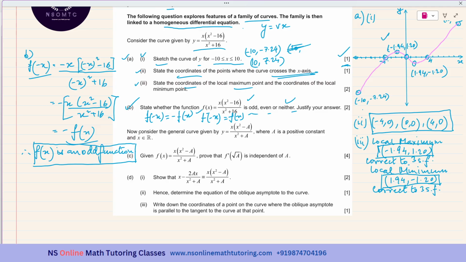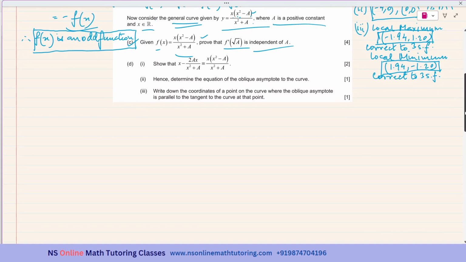Okay. Now consider the general curve given by y equal to x times (x square minus a) over (x square plus a). Instead of 16, they have taken a general condition a, where a is a positive constant and x is a real number. Now subpart C is saying, given that f of x equal to x times (x square minus a) over (x square plus a), prove that f prime of root a is independent of a.